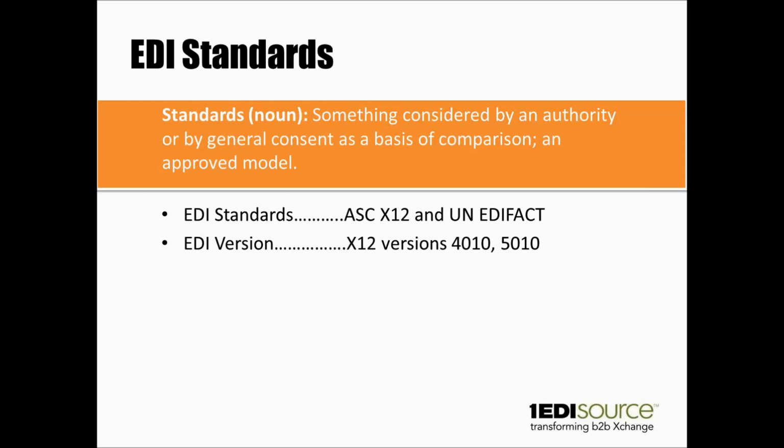The first is X12, which is used primarily in North America and managed by the ASC standards body. The second is EDIFACT, which is primarily in Europe and is organized by the United Nations. And each standard is captured and published in different versions that are adopted at different levels between different companies. Now, the value of these standards is that they allow all the documents to be validated for compliance within the specific industry-accepted data structures.